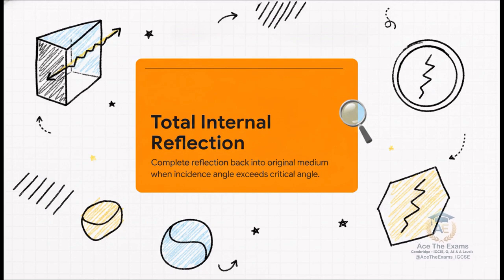Now, this directly builds into our second primary target, total internal reflection. This phenomenon happens when a light ray completely reflects back into its original medium, but only because the angle of incidence actually exceeds the critical angle.